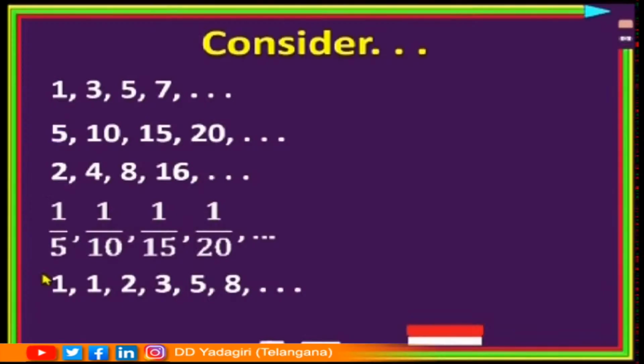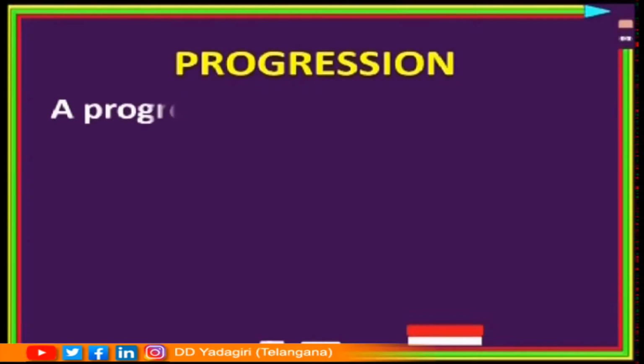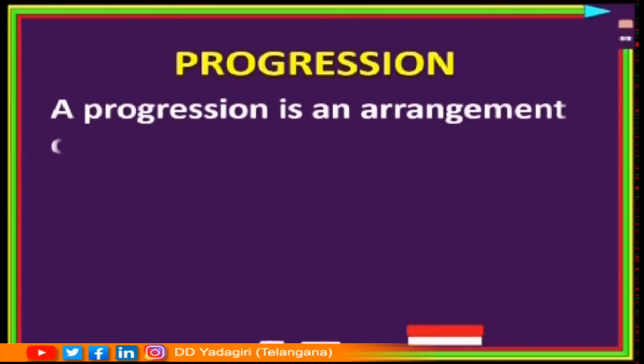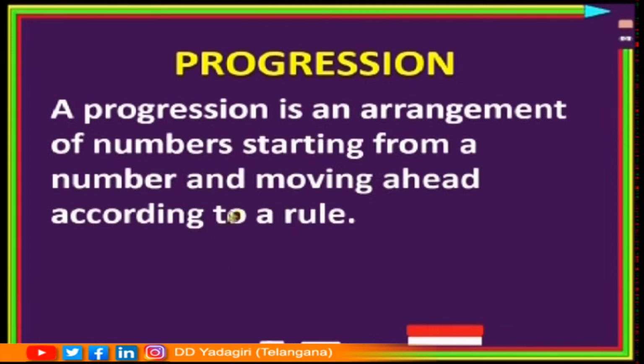So like this we can see different patterns in mathematics, which are arrangements of numbers that follow some rule, and in these arrangements some of the sequences start from a number and move ahead. These types of sequences are called progressions. So let us learn what a progression is. A progression is an arrangement of numbers starting from a number and moving ahead according to a rule.